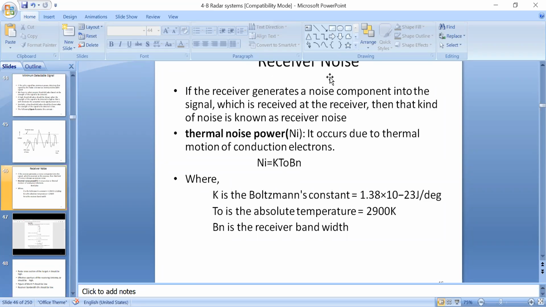Most probably the receiver noise is thermal noise. That thermal noise is due to the movement of conduction electrons, and it is denoted with the letter Ni, and it is given as KT0Bn. Where K is the Boltzmann constant, which has a value of 1.38 x 10^-23 joules per degree, and T0 is the absolute temperature, which is equal to 290 Kelvin, and Bn is the receiver bandwidth, right?